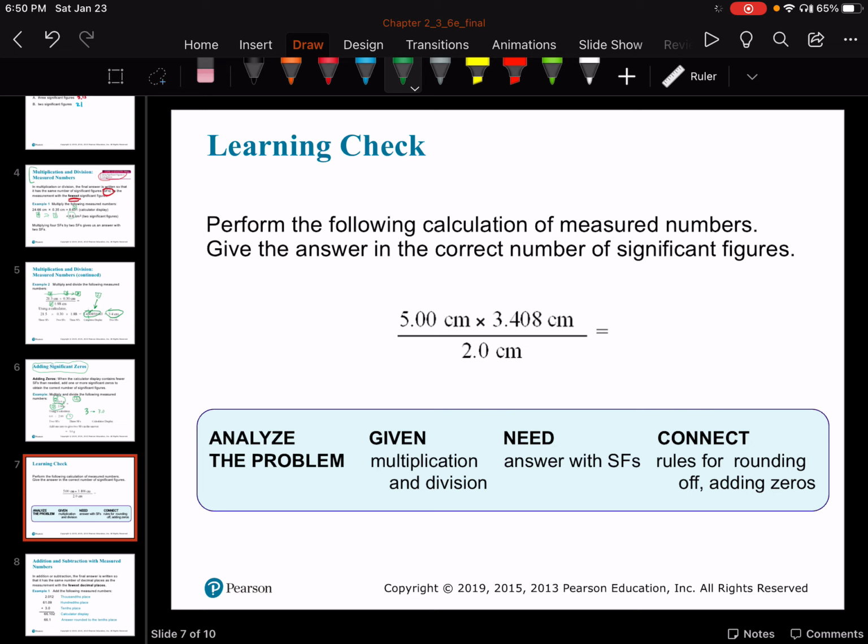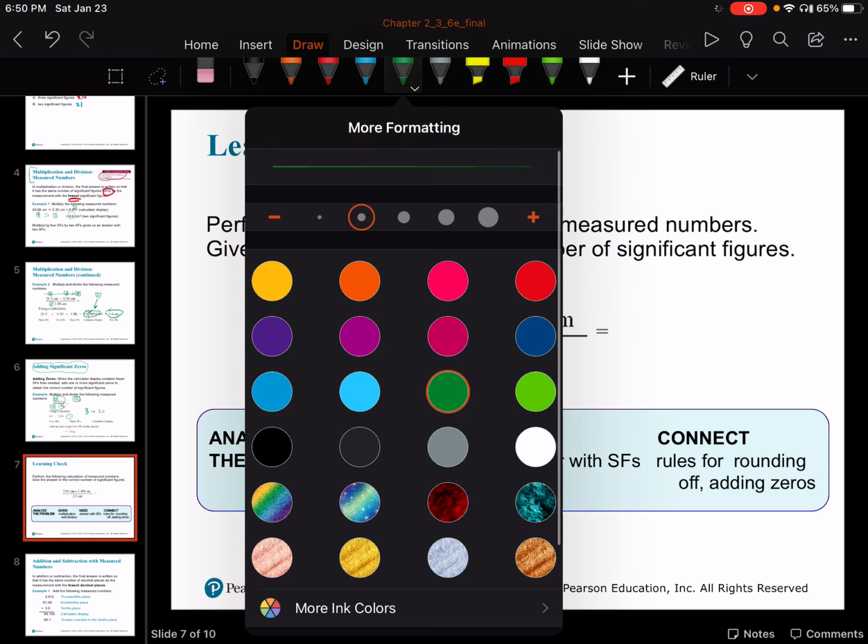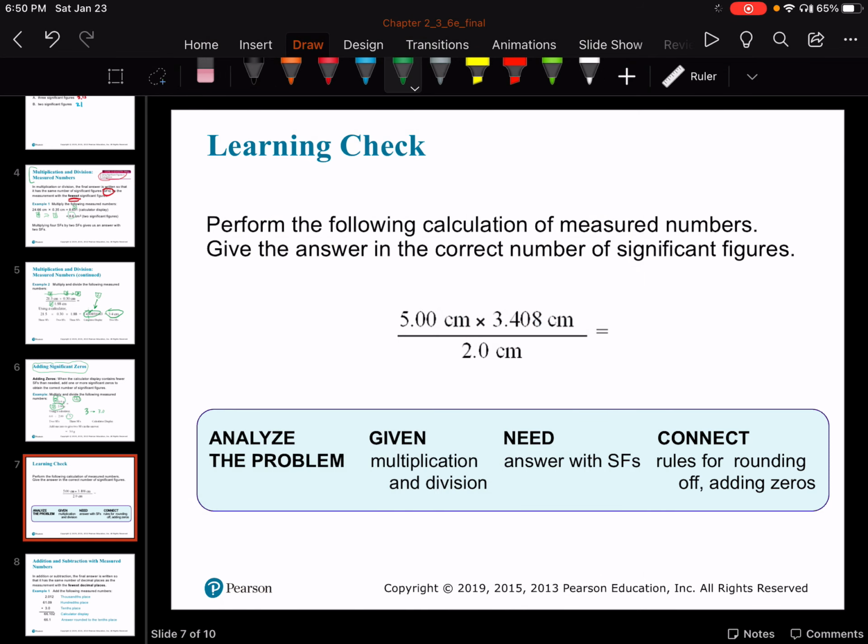5.00 times 3.408 divided by 2, and let me make my sig figs calculation notes first. This is 3 sig figs, this is 4 sig figs, and this is 2 sig figs. So the least of all those is 2, right? So I'm going to put all this stuff in my calculator, and then I'm going to make sure my answer has only 2 sig figs.